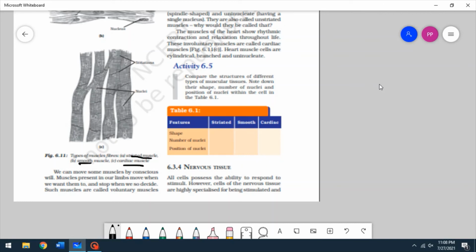Alright, so we can move some muscles by conscious will. Like if you want to walk, you can consciously move your legs, right? That is a conscious movement of muscles. But breathing, like your lungs moving in and out, expanding and contracting, is involuntary. That is controllable to a certain extent, but once you stop thinking about it, you don't stop breathing, right? It keeps going on involuntarily.